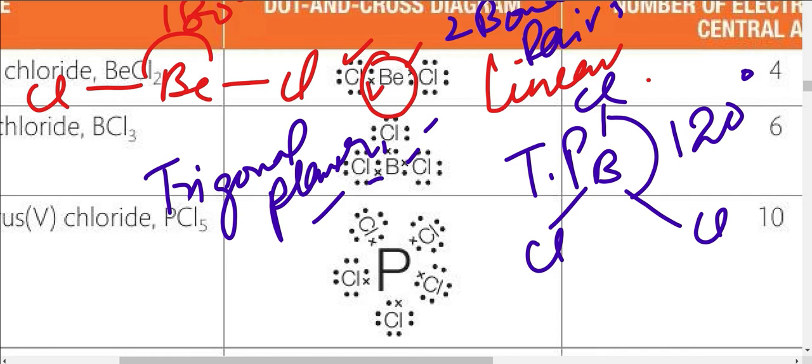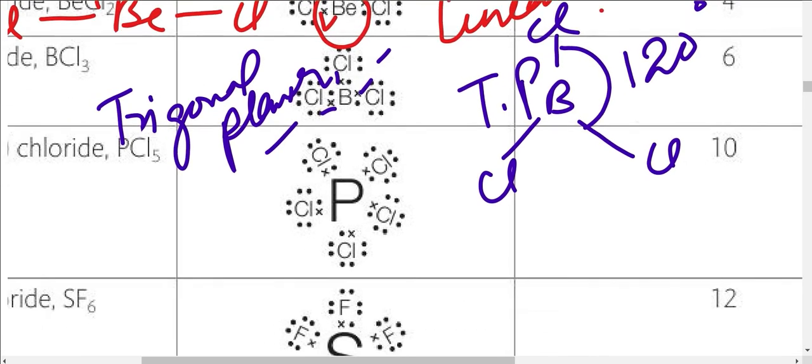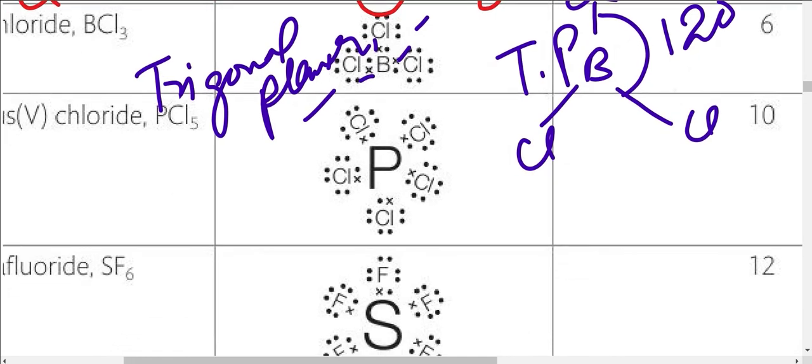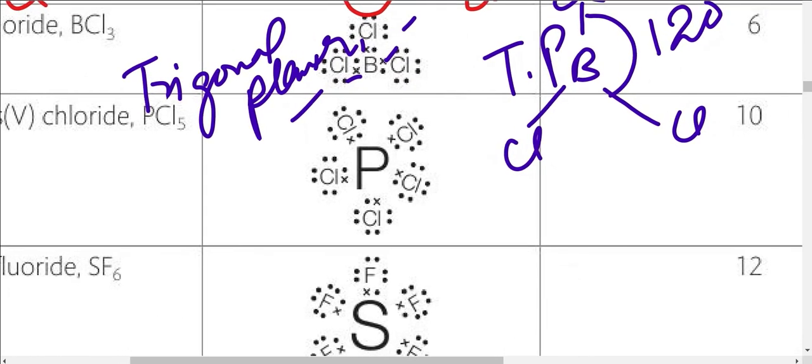And how many bonded pairs are there? 3 bonded pairs are there. There is no lone pair. Moving on to phosphorus pentachloride PCl5. PCl5 is having 1 dot cross, second dot cross, third dot cross, fourth one, and fifth one. Now, how are we going to arrange these 5 pairs around the central atom, and how will it look?